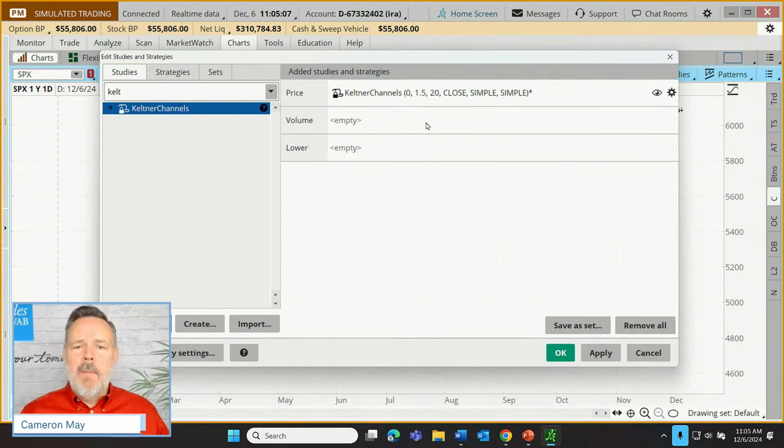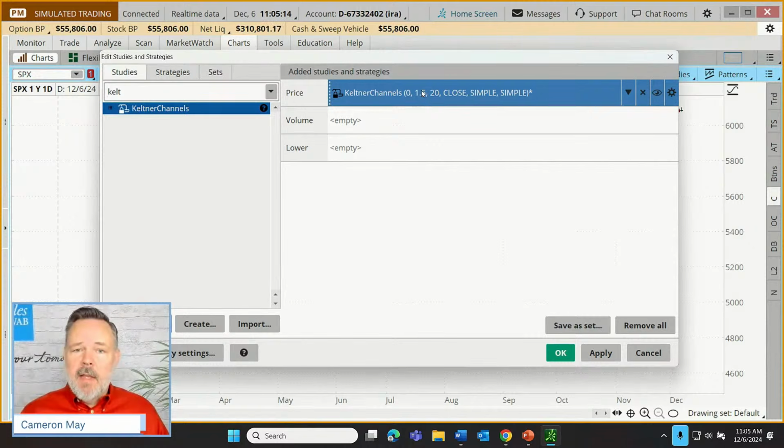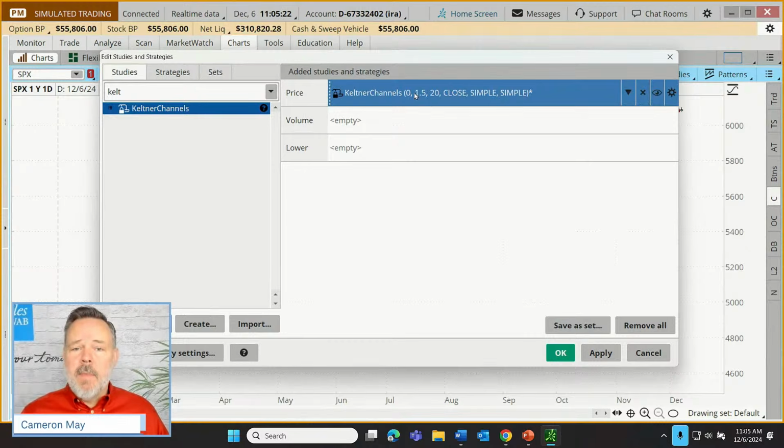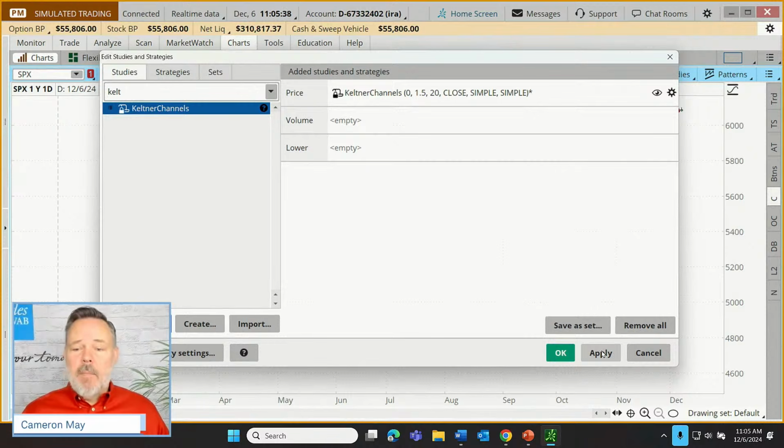But I want to make a couple of quick points here about the characteristics of the Keltner channel. You'll notice here, as we go to apply the indicator, there's some numbers and some words here: 1.5, 20, close, and simple. So these are going to be important. Just make a mental note of 1.5 and 20. This indicator is constructed using closing values on a chart, and it does use simple moving averages. All right. So let's click apply now.